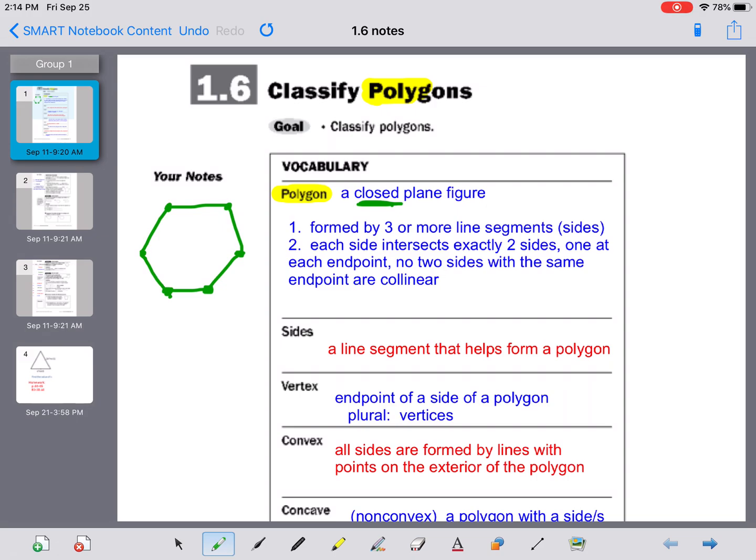Formed by 3 or more line segments, I have segments. Each side intersects exactly 2 sides, one at each endpoint. No 2 sides with the same endpoint are collinear. Please don't worry about that. When I get to the next page, I'll do more explanation on that, okay?